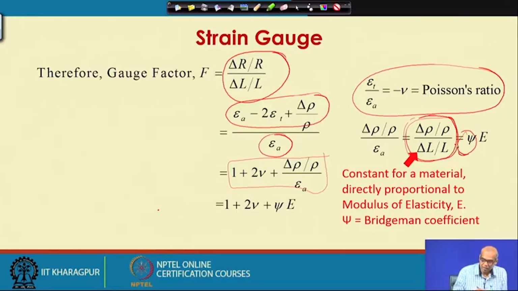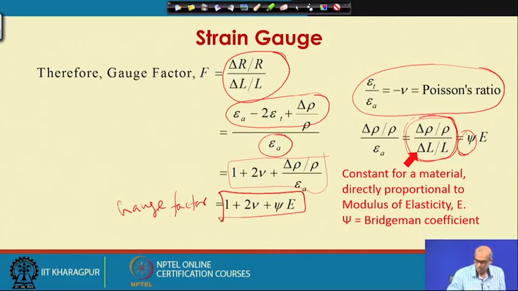So, finally, the gauge factor can be expressed as a simple looking expression: 1 plus 2 nu plus psi into E. So, this becomes 1 plus 2 times Poisson's ratio plus Bridgman coefficient times modulus of elasticity of the material.